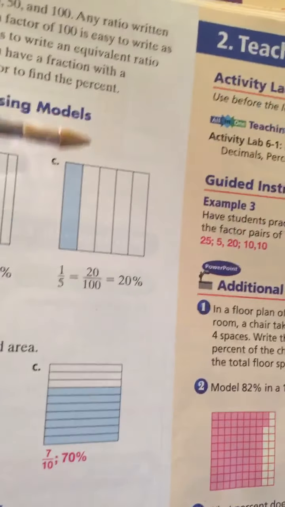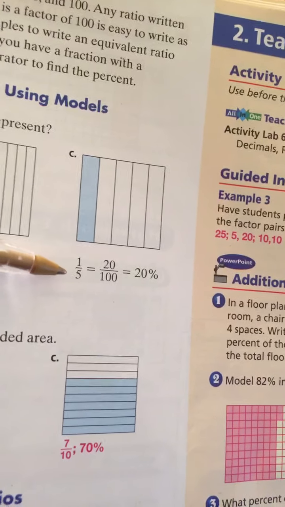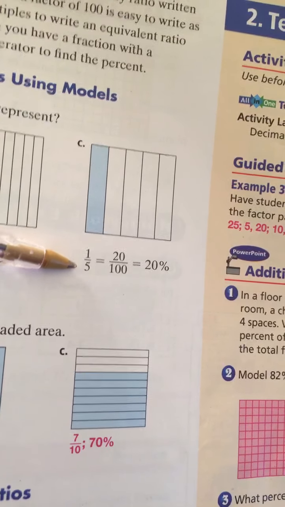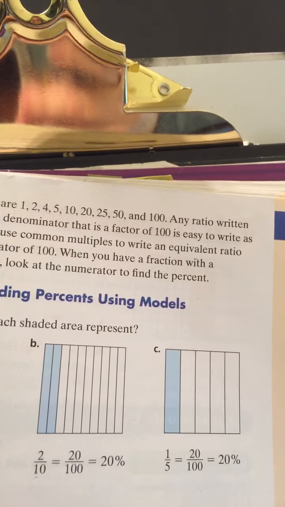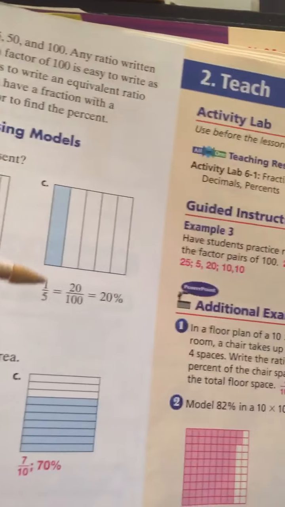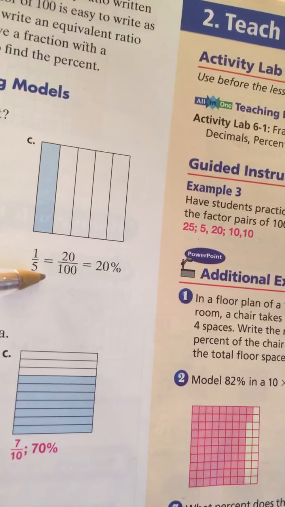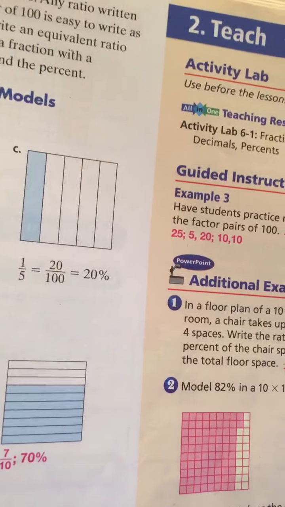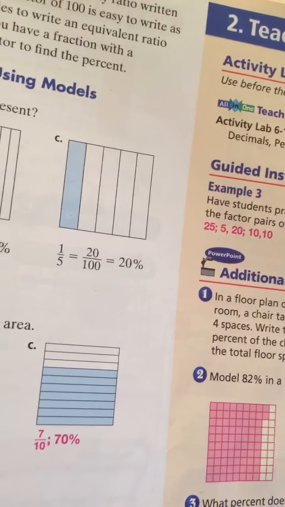What about this last one? You see there's only 5 lines or bars, and 5, notice also, is one of our factors of 100. So I know that I can multiply 5 times something to get up to 100. So what is it? 5 times what equals 100?